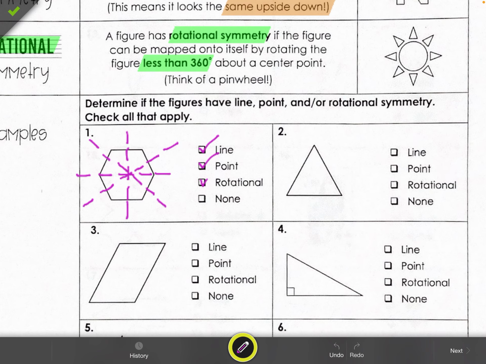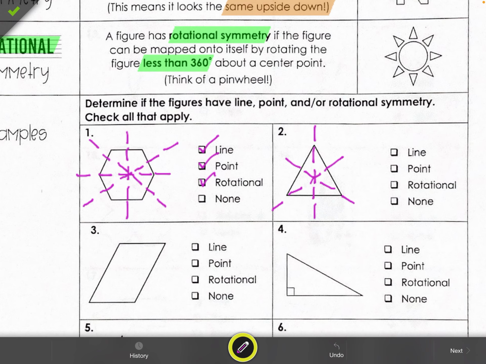We need to check, can we draw a vertical line of symmetry? And the answer to that is yes, we can. Okay. 2 smaller parts that are equal. If I were to fold it, they would match up. So then I also need to check the diagonals. And that diagonal would work. And so would this diagonal.